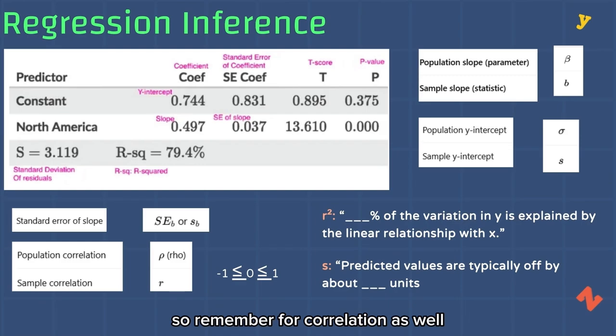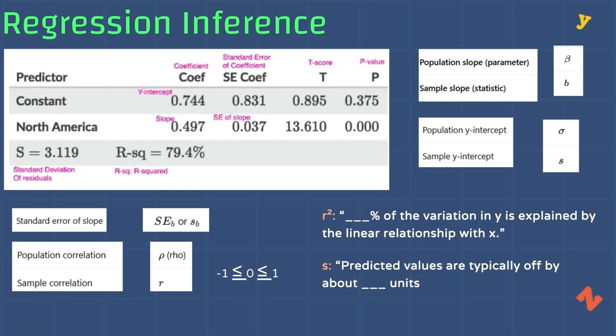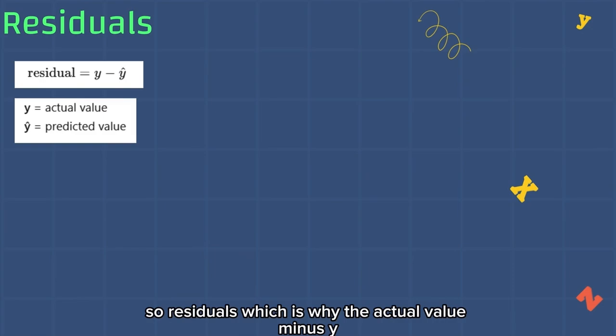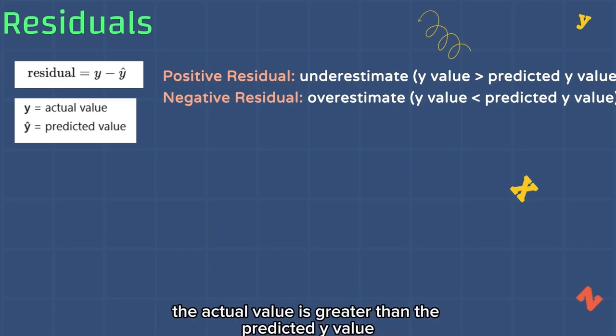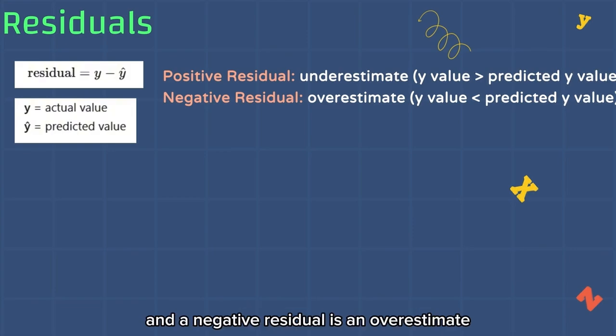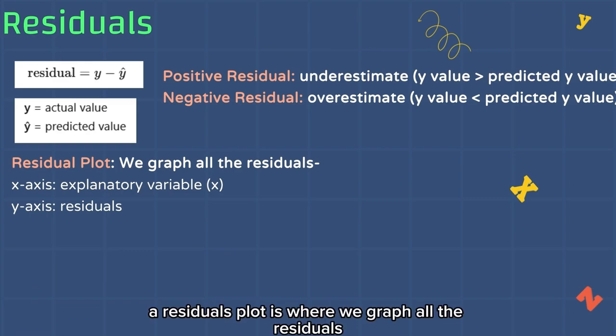Remember that correlation is always between negative 1 and 1, with negative 1 and 1 being the strongest and 0 being weak. R squared is usually interpreted as: blank percent of the variation in y is explained by the linear relationship with x. S, the standard deviation of residuals, is interpreted as: the predicted values are typically off by about blank units. A residual is y, the actual value, minus y-hat, the predicted value. A positive residual is an underestimate, meaning the actual value is greater than the predicted y value. A negative residual is an overestimate, meaning the actual value is less than the predicted y value.